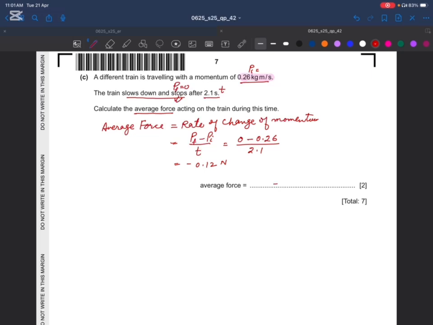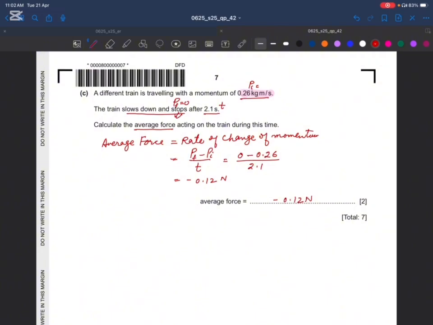So simply you can say that this is the situation over here, negative 0.12 Newton. So this is the average force, negative. Negative means the opposing force. And because of that opposing force, obviously the momentum becomes zero. So here you can write this negative sign as well, because as I said, momentum is a vector quantity.